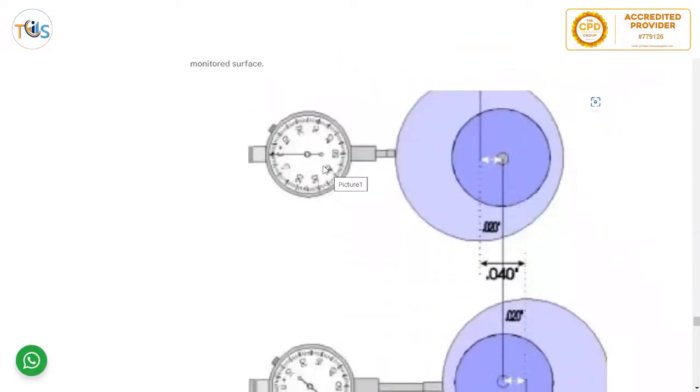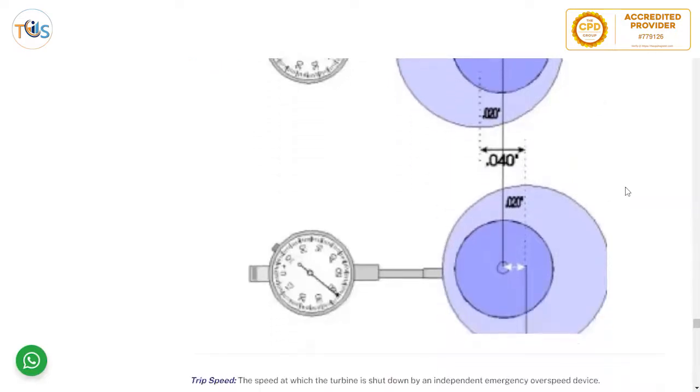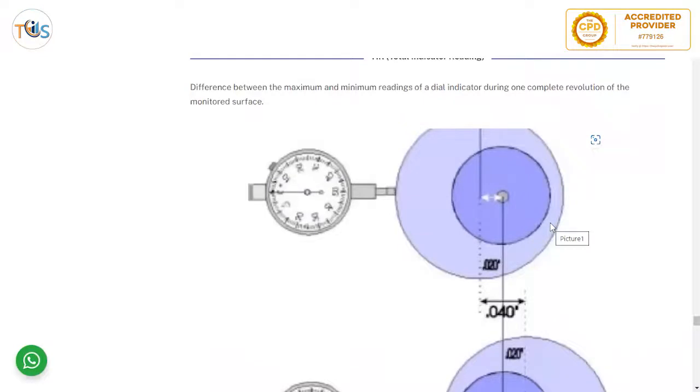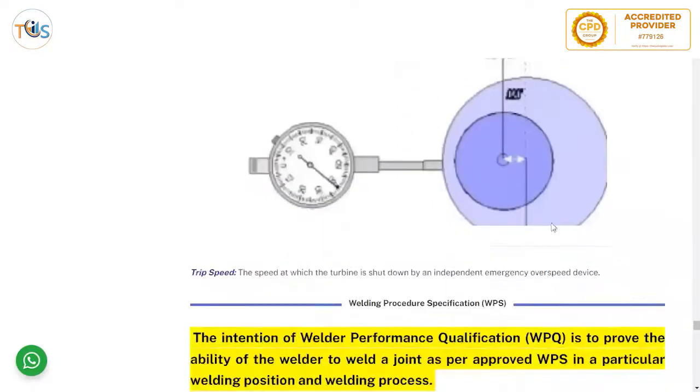Total indicator reading: you put a dial indicator touching, say, this shaft, and when the shaft or round item is rotated one full circle, you can see if it's not exactly balanced. You can see the dial gauge fluctuating, and it gives you a straight reading. That's how much out of balance it is, and then you can balance it and check again. So this is called total indicator reading. That's the difference between the maximum and minimum readings on the dial indicator.